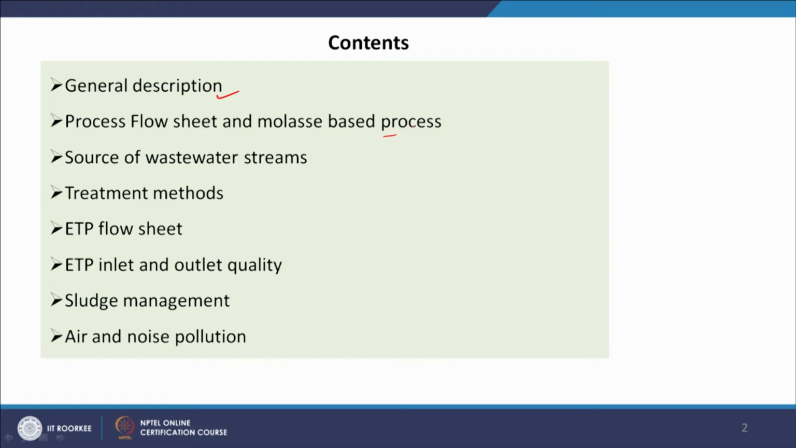Hello everyone. Now we will discuss the topic industrial pollution control in grossly polluting industries, part 2. We will be focusing on the pollution control in distillery unit, and the content of this discussion will be general description, process flow sheet and molasses based process for distillery, source of wastewater streams, treatment methods, ETP flow sheet, ETP inlet outlet quality, sludge management, air and noise pollution.